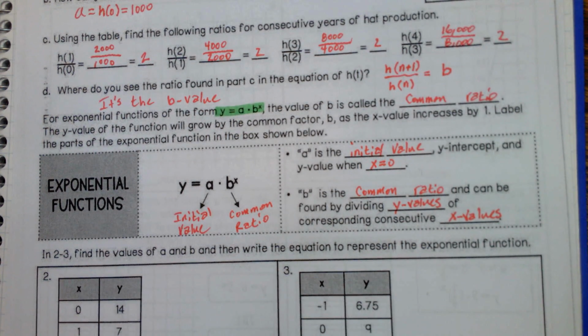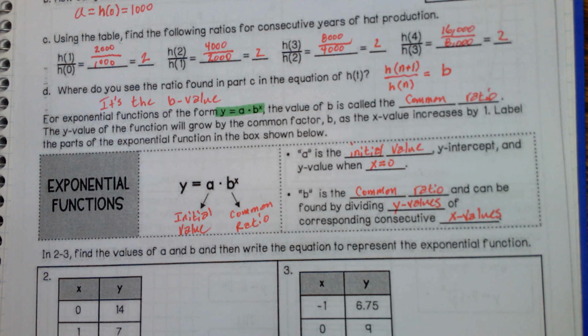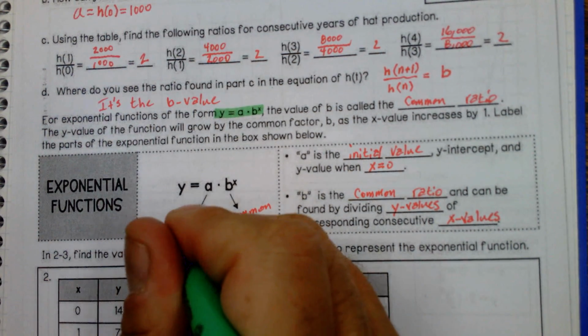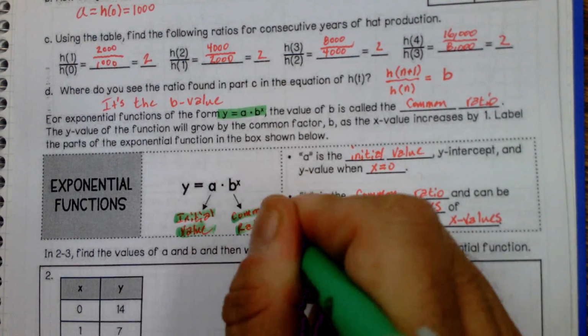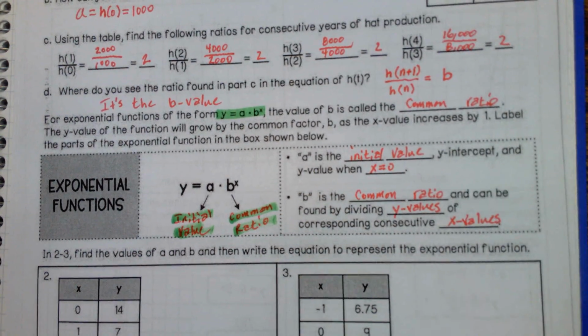So you can't just pick any two. They have to be back to back. Okay? Any questions? So we've labeled these. A is the initial value. B is the common ratio. And this is how we find them.